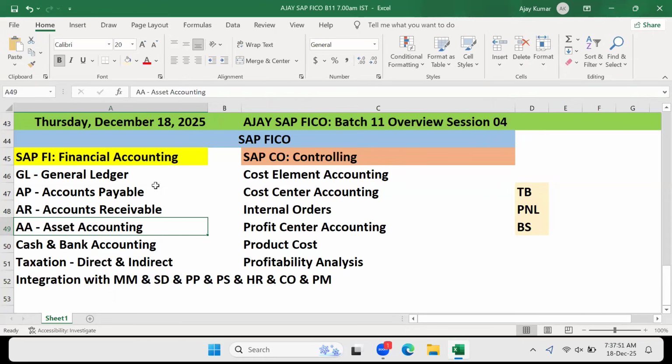Original value minus depreciation gives us the current value, right? This is what is to be represented in the balance sheet. Similarly, when you talk about cash and bank, though we listed it out separately, it is part of GL. Am I right?